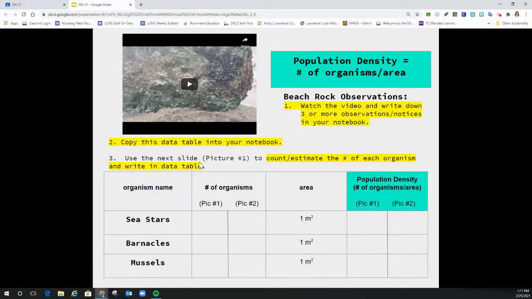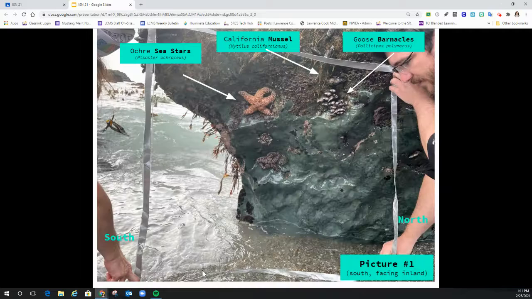So we're going to start with the next slide at picture 1. And your job is to count or estimate the number of organisms that you think are there. So in picture number 1, how many sea stars do you see? How many barnacles do you see? And how many mussels? And these are estimates. So you're going to give it your best guess based on what you see in the picture. They don't have to be exact numbers. And it's going to go in these first boxes for picture number 1. Okay, let's get to it.